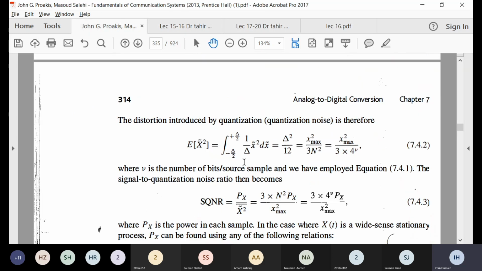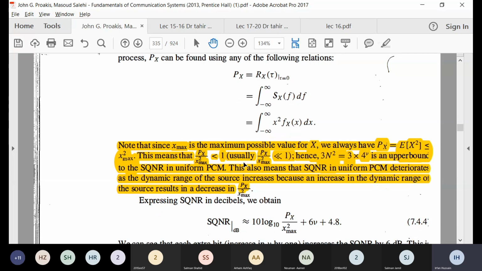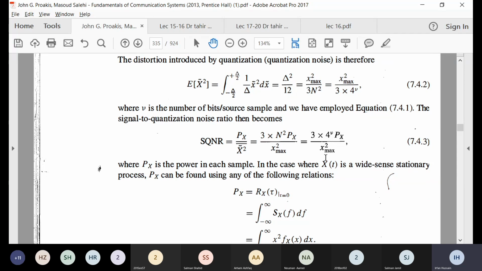The same thing is discussed in the book, so you can see it there also. But here one thing is also there: the signal power, which is x square, we know will always be less than x square max, because x square max is its maximum value. So the expected value of x square, where x is going from 0 to x max, will always be less than the x square max value. And in the SQNR we just saw that you are getting Px over x square max, both here and both here.